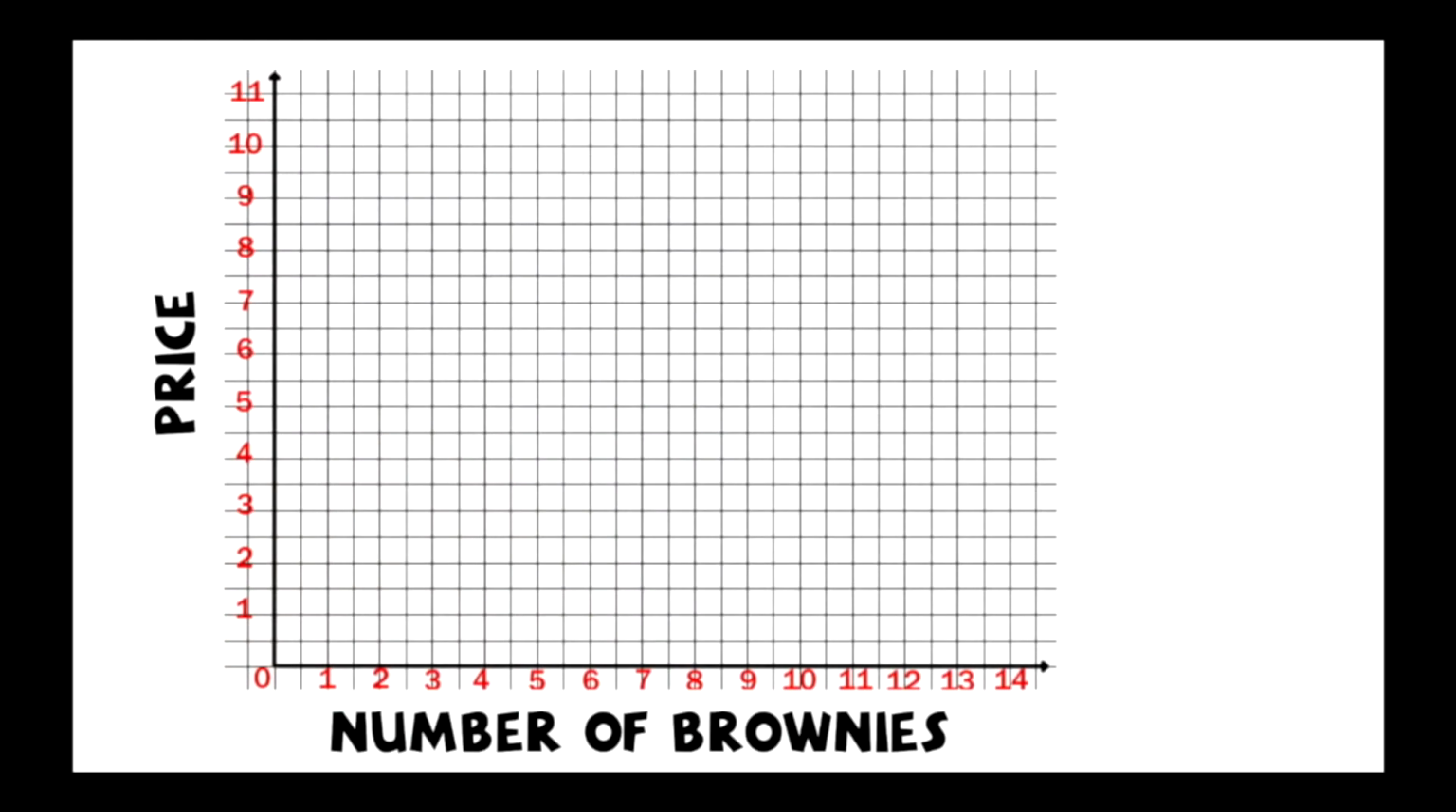So if we were to graph this relationship, you can see a couple of things. If we had 1 brownie, it would be 50 cents. So on this graph, number of brownies is 1, and I go up, and when I go over to the left, I'll see that it says the price is 50 cents.